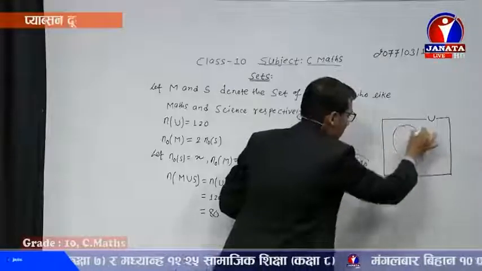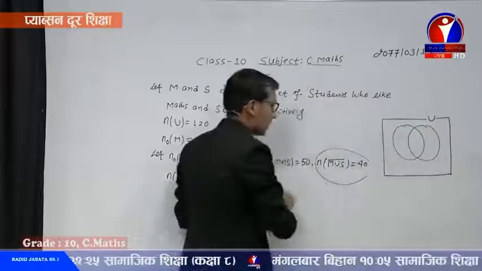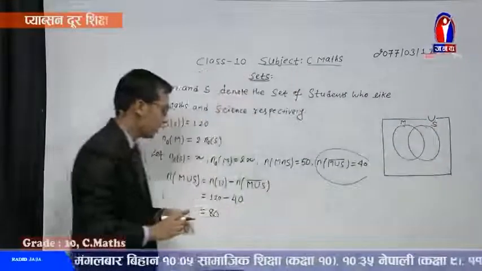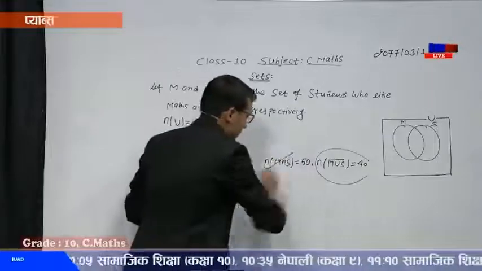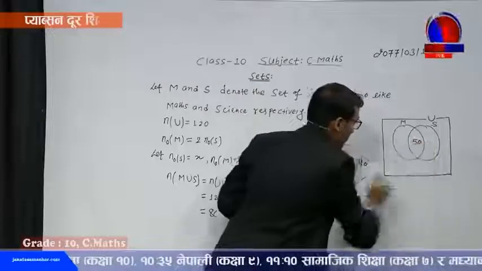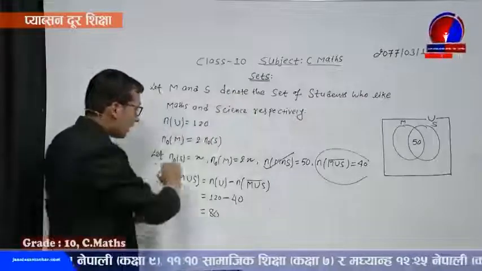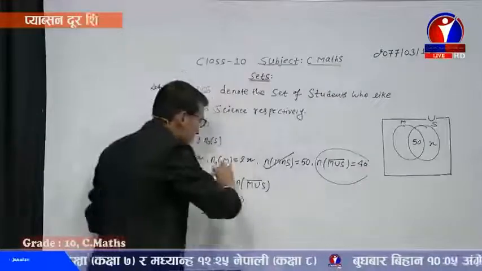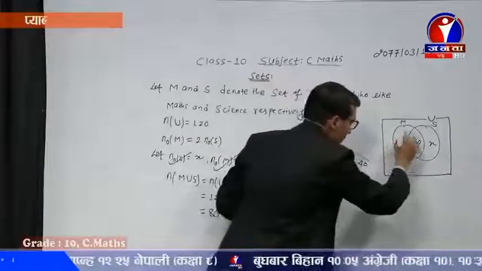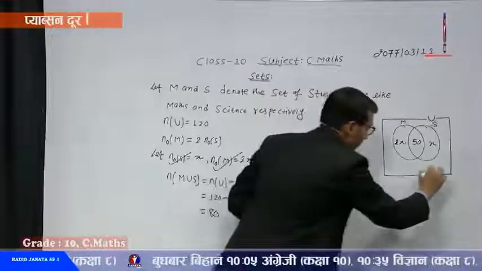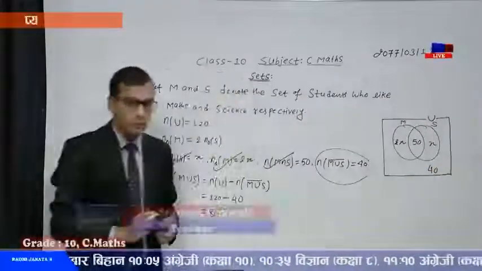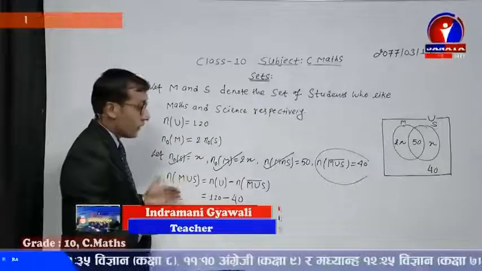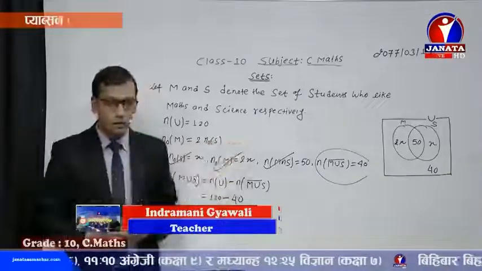So here are 2 subsets of universal set U, which are M and S. What is the intersection? It's 50. What is n only science? X. What is n only math? It is twice of x. What is the complement? It's 40. So this is the diagram, and here we have represented this information in a Venn diagram.